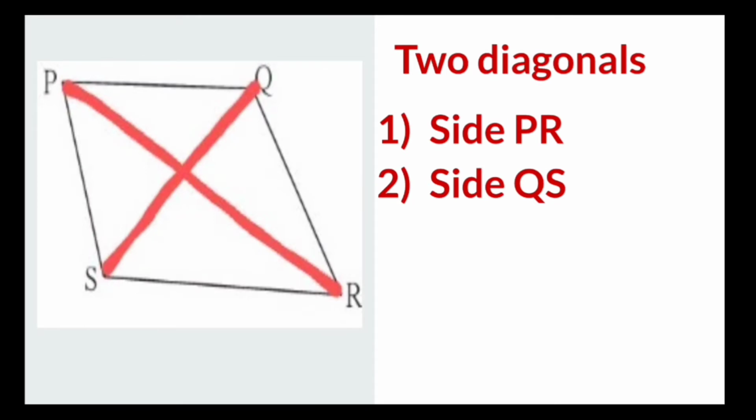Then there are 2 diagonals. As you all can see in the diagram, segment PR, you can write PR or RP. Then segment QS we can write. So these are the 2 diagonals. So in this way total 10 elements are there in any quadrilateral.